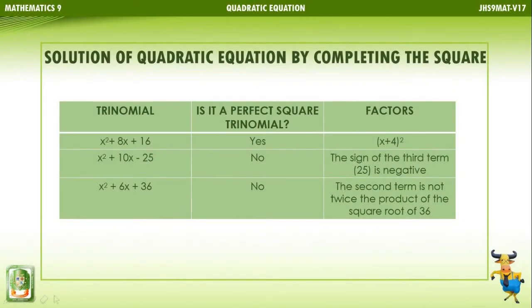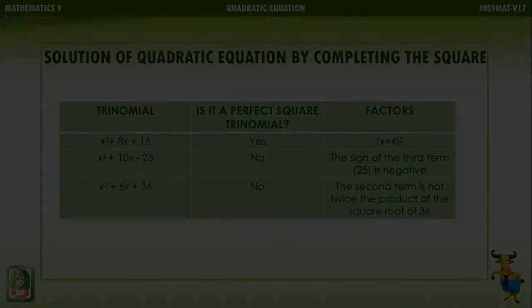Solution of quadratic equation by completing the square. Trinomial. Is it a perfect square trinomial? Factors. 1. x squared plus 8x plus 16: yes. It is a perfect square trinomial. Factors: x plus 4, twice. 2. x squared plus 10x minus 25: no. The sign of the third term, 25, is negative. 3. x squared plus 6x plus 36: no. The second term is not twice the product of the square root of 36.